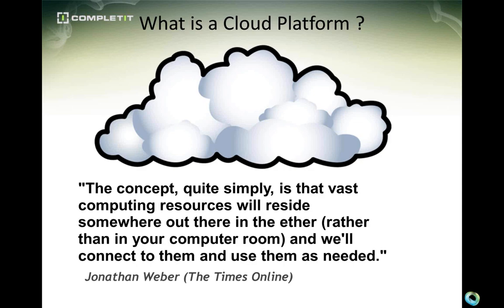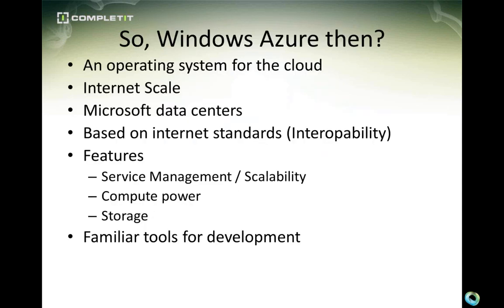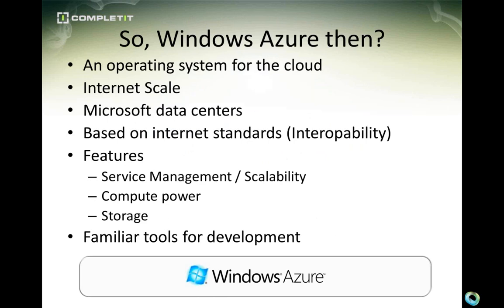And if there is a spike, an enormous sudden increase in the traffic to your application, you add some more resources. If the traffic goes down, you simply let go of those resources, and they are taken back into the cloud without you having to buy new servers and so on. Windows Azure is Microsoft's implementation of the cloud platform. As we say, it is an operating system for the cloud. It's the operating system that manages the Microsoft cloud.